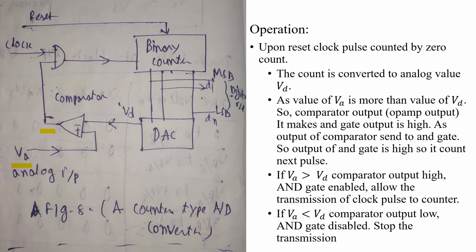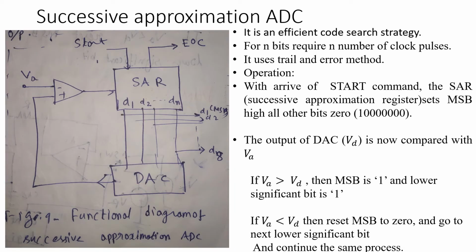The next type, the third and last type of direct type ADC, is the successive approximation type ADC. It is an efficient code search strategy. Here there is one successive approximation register, one comparator, and one digital to analog converter. It has 2 points, one is start and one is end of conversion.